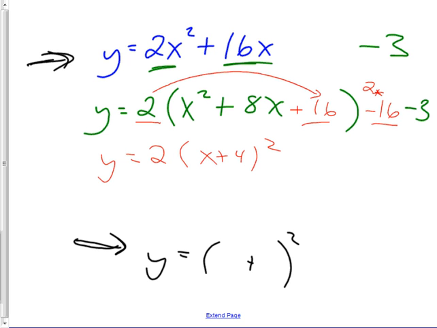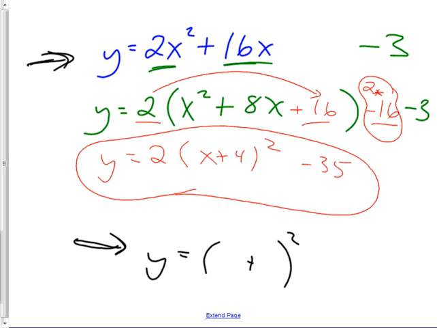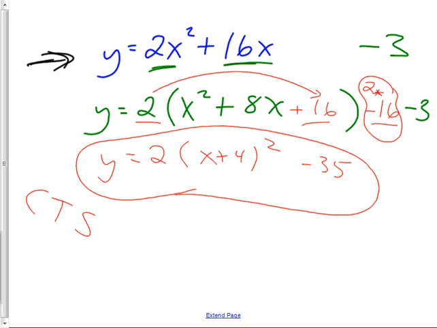Okay, and then the last part is just this little part. Again, the 2 that's very easy to forget, times the negative 16 makes negative 32, minus 3 makes negative 35. And so there we have it. There is our vertex form. I know the vertex would be at negative 4, comma, negative 35. I also know it has a stretch factor of 2. And I have completed the square. And then why are we doing it?